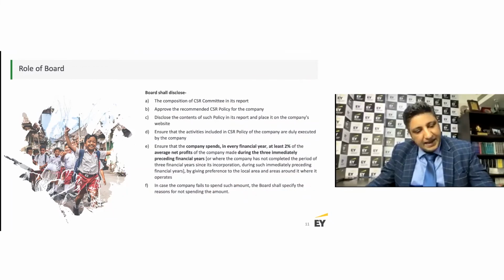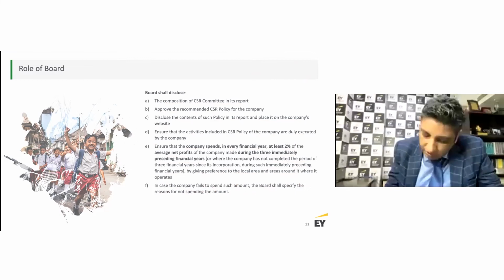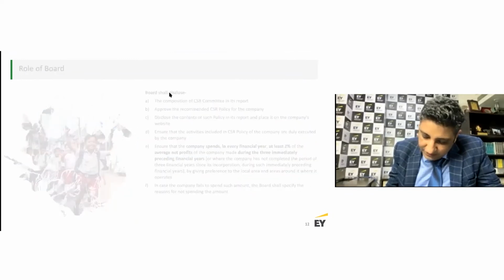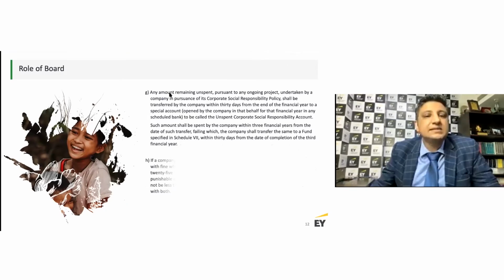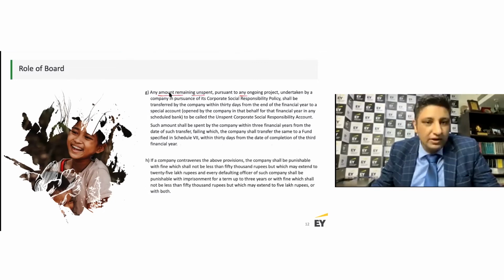The rule doesn't stop here. It goes a little further, where it says that from the board's perspective, any amount remaining unspent pursuant to any ongoing project shall be transferred within 30 days from the end of the financial year to a special account, so-called the unspent CSR account. So whether we like it or not, we are supposed to spend that money. Whether you actually spend it or transfer it into a designated account.